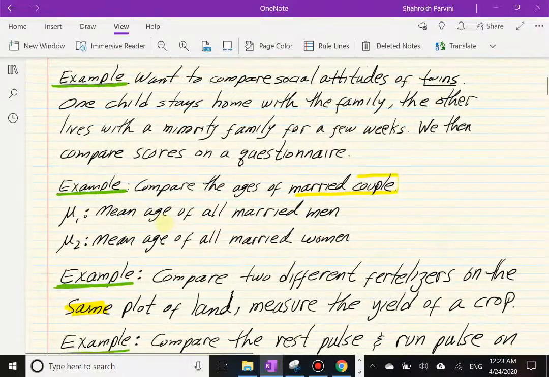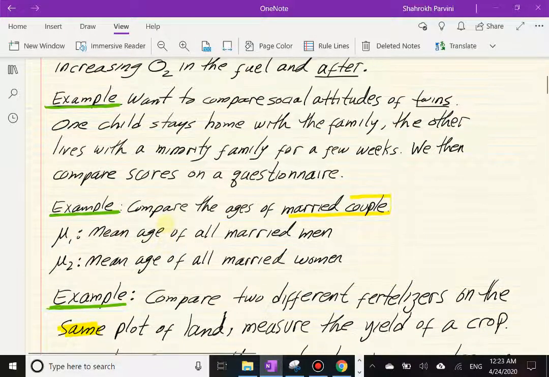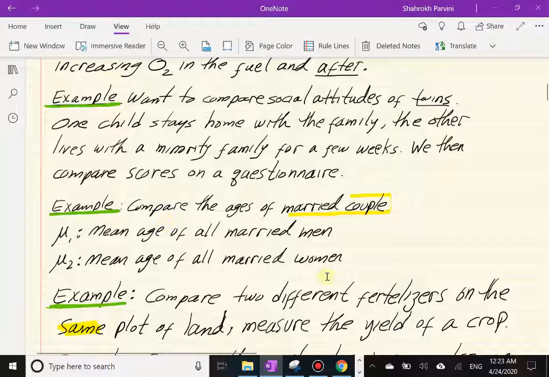Here's another example. Let's say we want to compare two different fertilizers. We can apply fertilizer A on a plot of land, and then fertilizer B on the same plot of land, maybe just a few feet away from it, and then measure the yield of a crop on this plot of land.